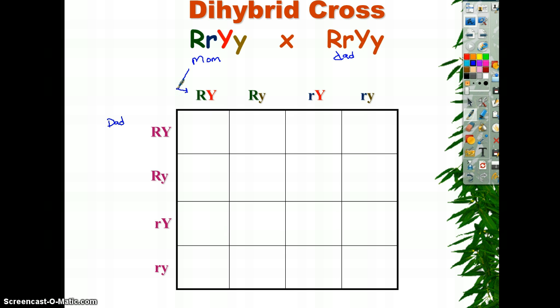Okay. So remember, when you're making eggs and sperm, you get half of every gene. So across the top are going to be the eggs because that's going to represent the mom. Down the side are the sperm. So you can see we only have one R and one Y in every spot because it's representing the sex cells. So in this case, what you want to do, you want to mix all R's with all possible Y's to get all possible gametes, or all possible eggs. So what you would do, you would take this first R and mix it with the first Y. So you can see we have big R, big Y.